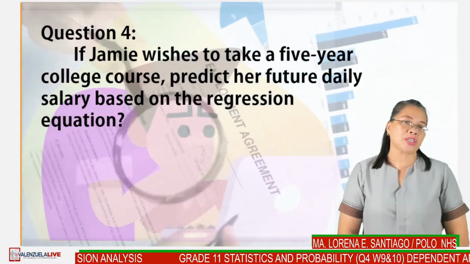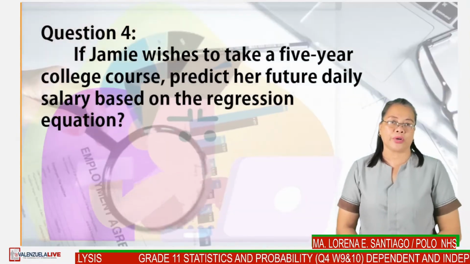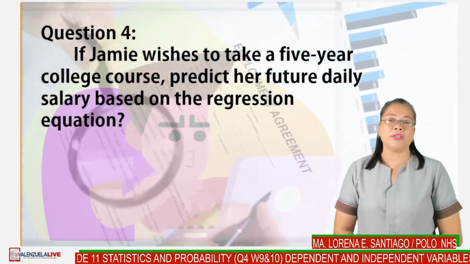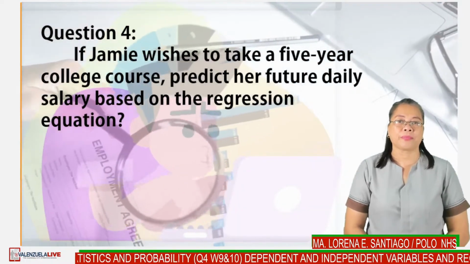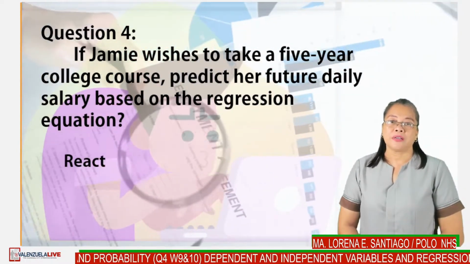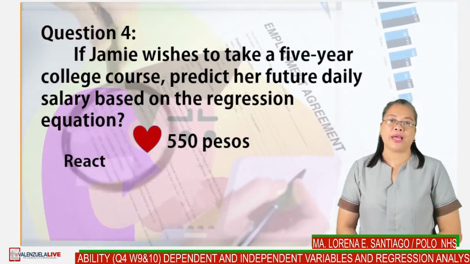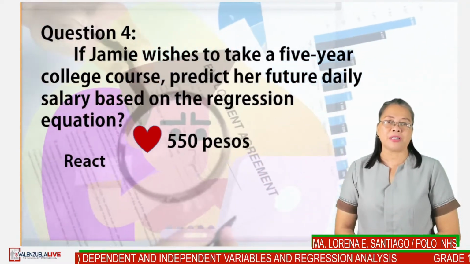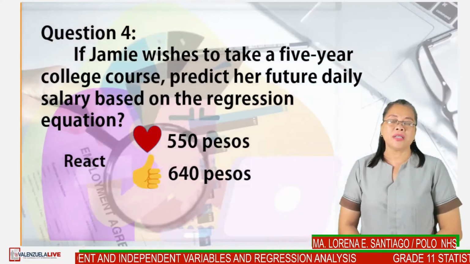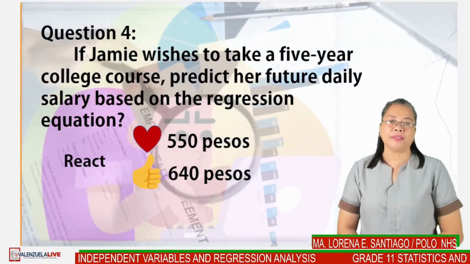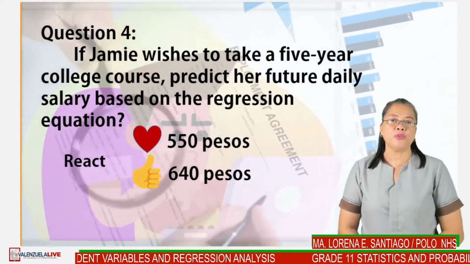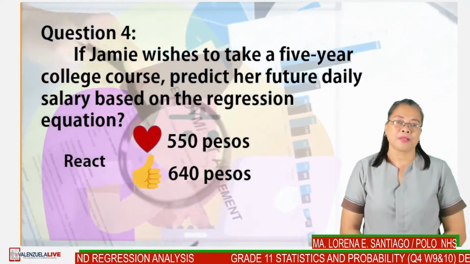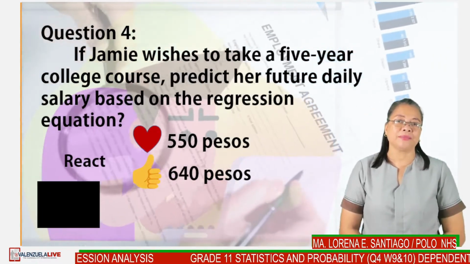If Jamie wishes to take a 5-year college course, let us predict her future daily salary based on the regression equation. React heart if you will answer a future daily salary of 550 pesos, or a thumbs up for 640 pesos as her future daily salary. Let us have the timer again.